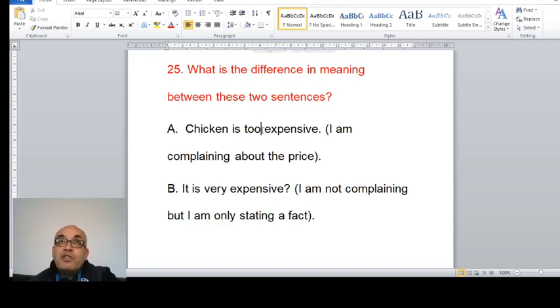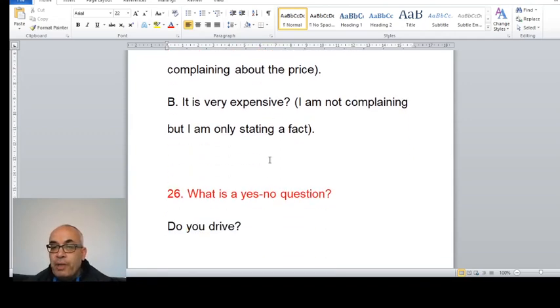So if I say it is too hot today, it means I don't like it, I'm complaining. But if I say it is so hot or it is very hot, it means I'm not complaining. I am just stating a fact or a statement. I'm just saying a sentence, but I'm not complaining.